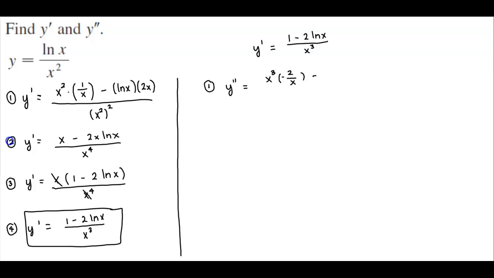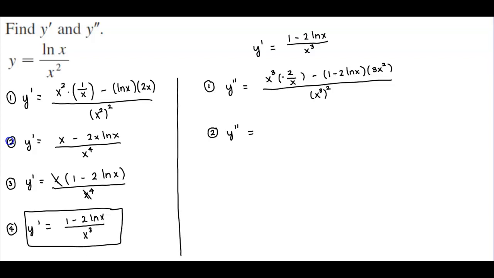And then that's minus the numerator, which is high, 1 minus 2 times the natural log of x, times the derivative of the denominator, which is 3x squared, all over the denominator squared. So now we can simplify this a little further.